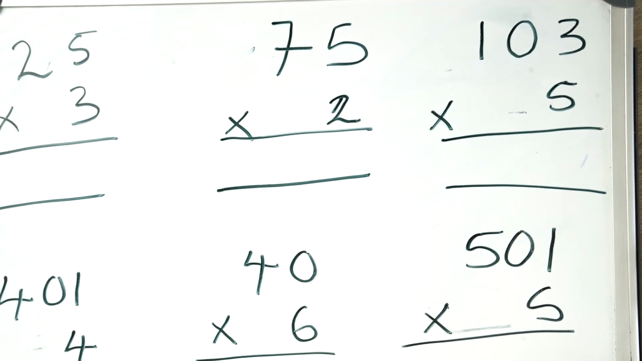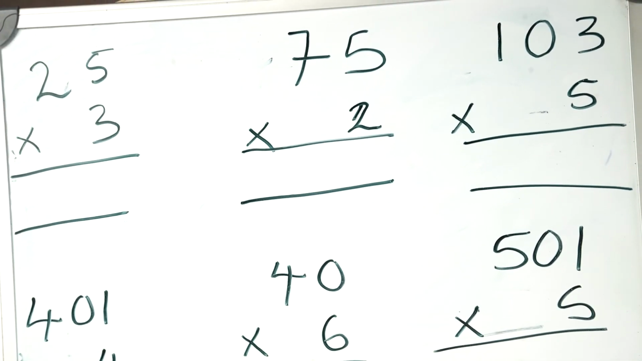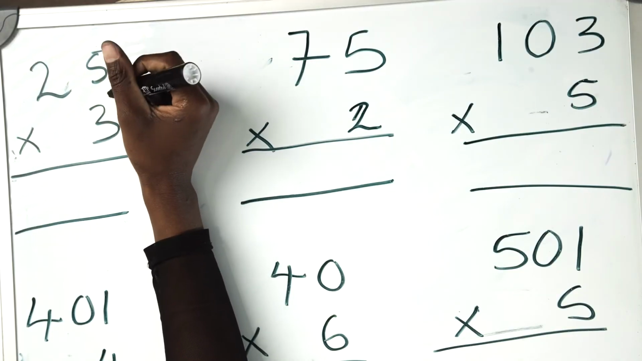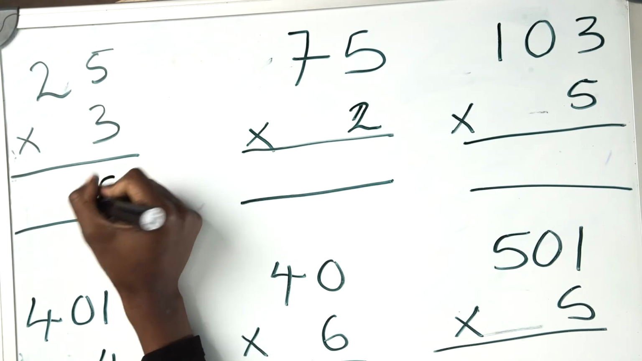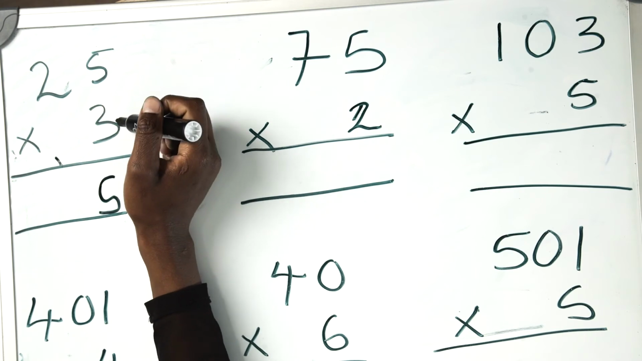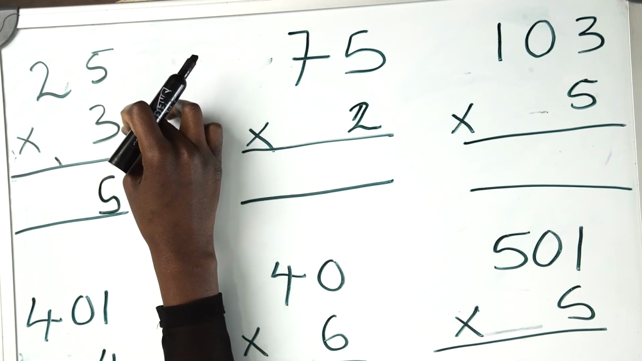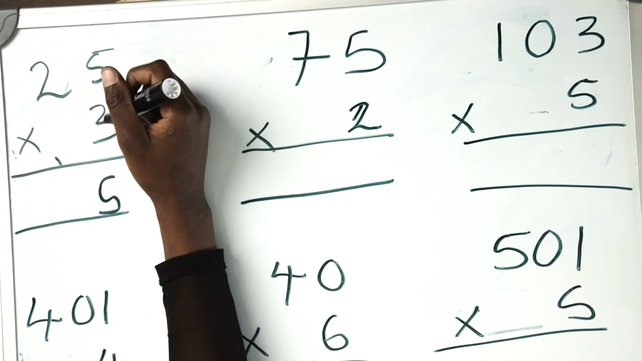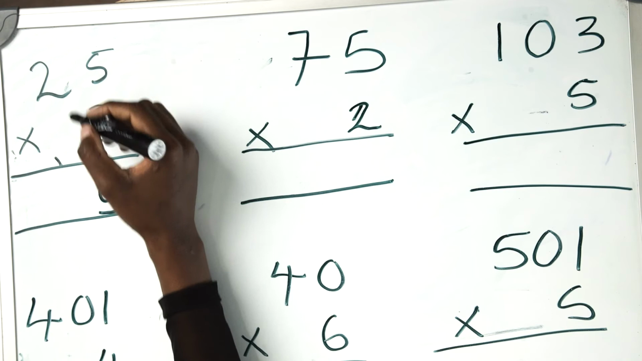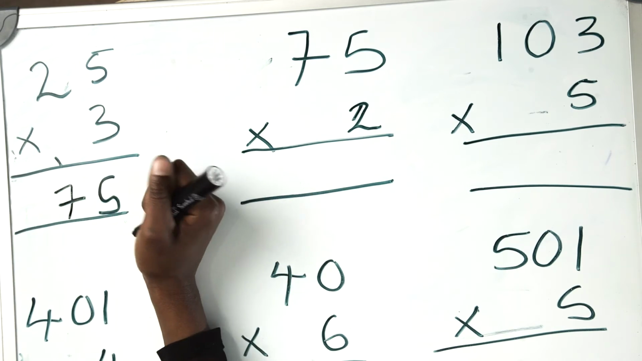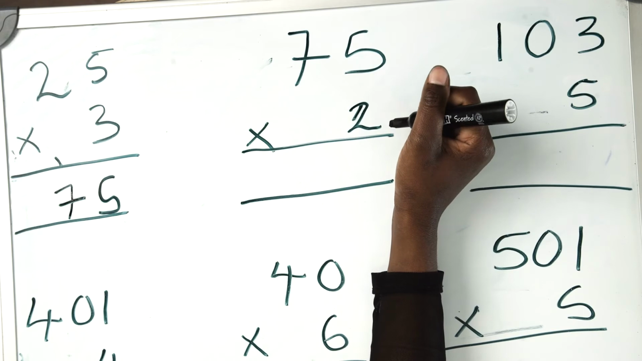Okay, so let's do our math together. Remember, when you're multiplying, you always start from the bottom. You multiply from the bottom to the top, from the right to the left. So let's do together. 3 times 5, that's 15. So you write 5, then you add 1 here. And then you say 3 times 2. Mind you, you have to multiply the bottom number with all the upper numbers. So you say 3 times 2 is 6 plus that other one number we added here, then becomes 7. Our answer is 75.